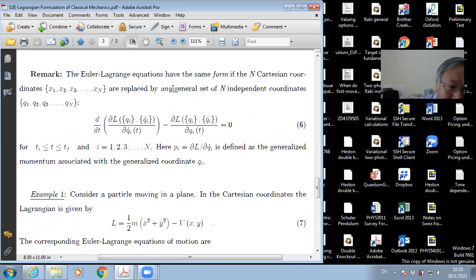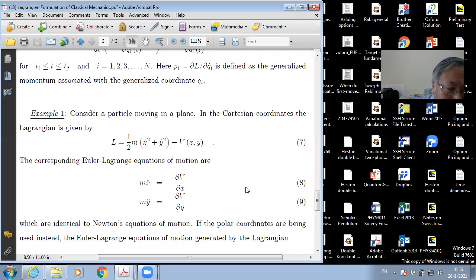The Euler-Lagrange equations have exactly the same form if the n Cartesian coordinates are replaced by any general set of n independent coordinates. All right. And the ∂L/∂Q i dot gives you the generalized momentum associated with the generalized coordinate Qi.